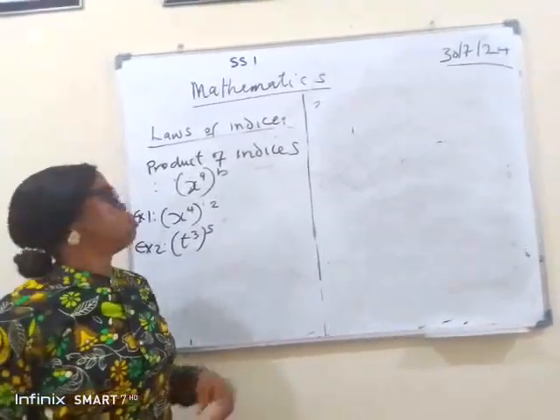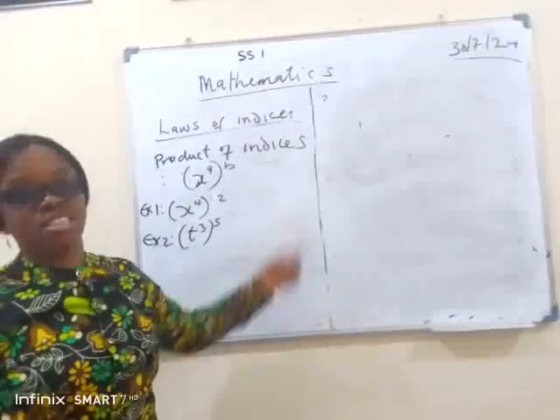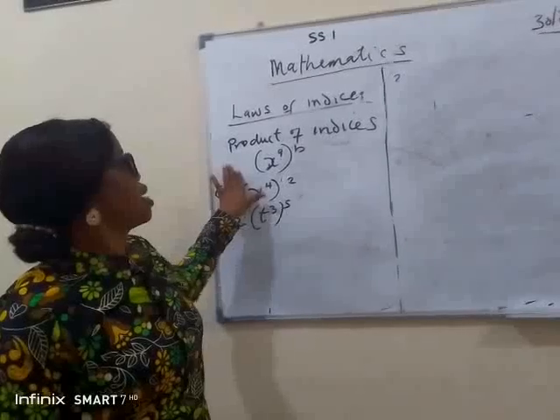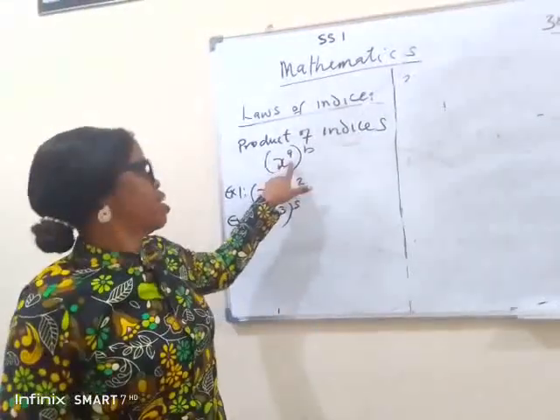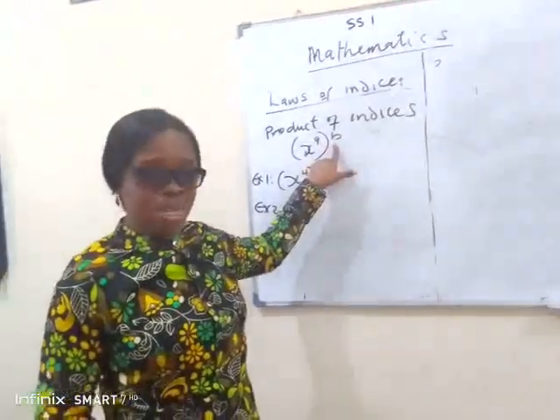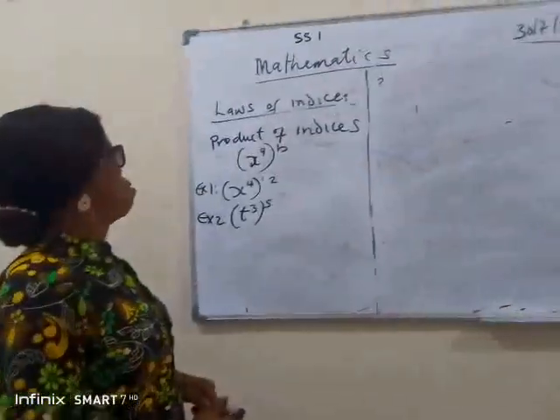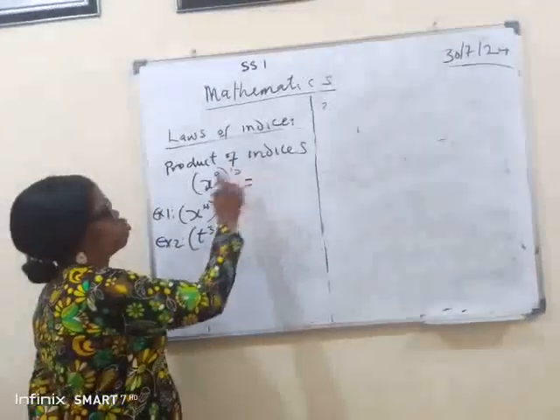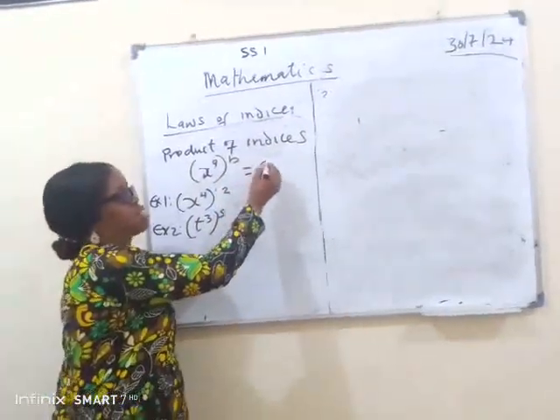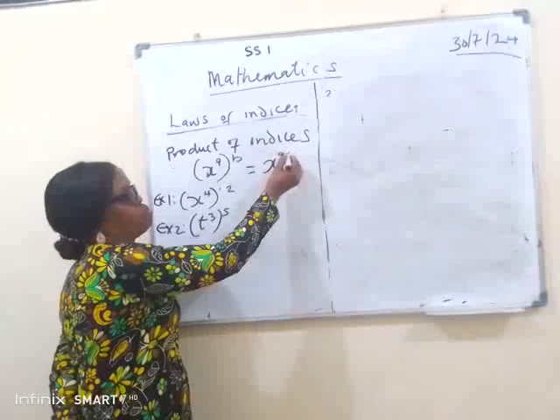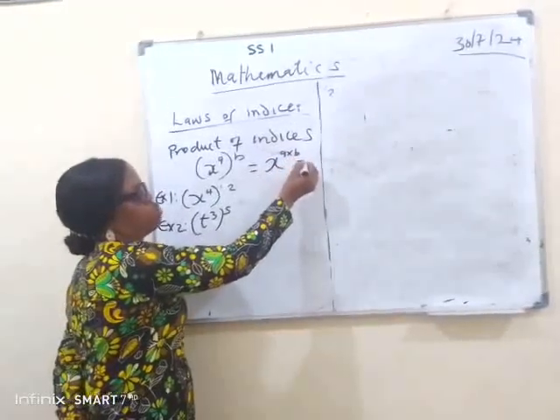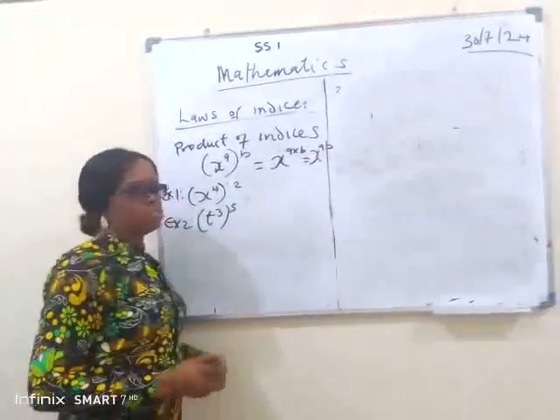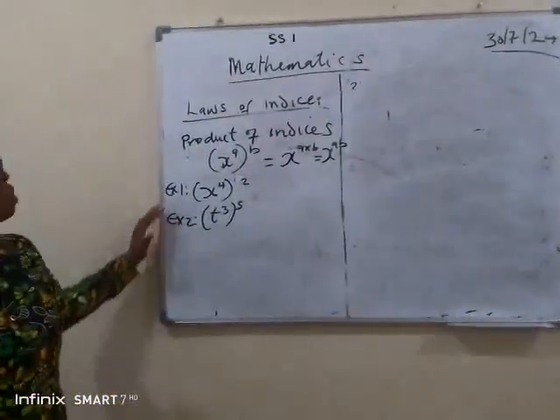We have product of indices. And in product of indices, we have something like x to power a, all raised to power b. So in this case, what do we have? This law says that when you have something like this, what you have is x raised to power a multiplied by b. What it gives you is x raised to power ab. So now, let's use some examples to explain the law better.